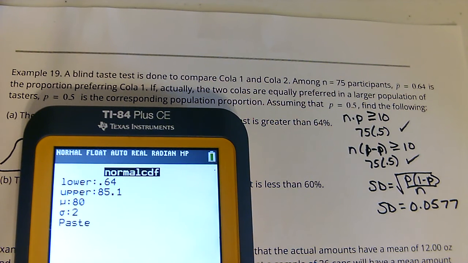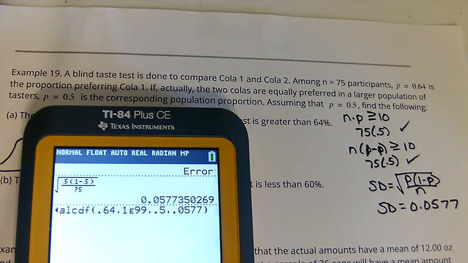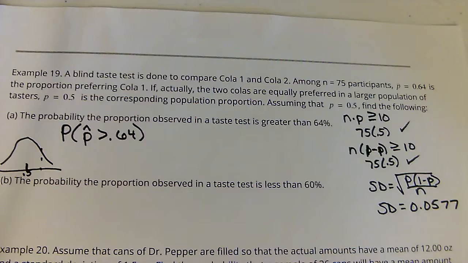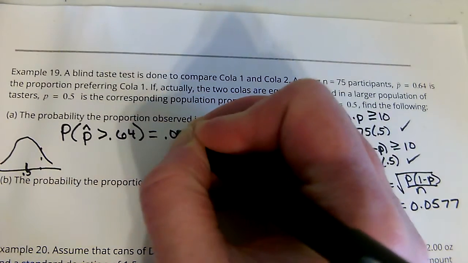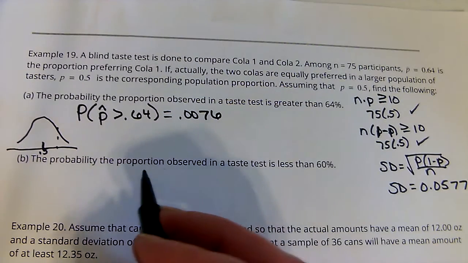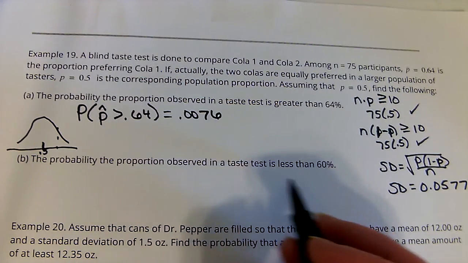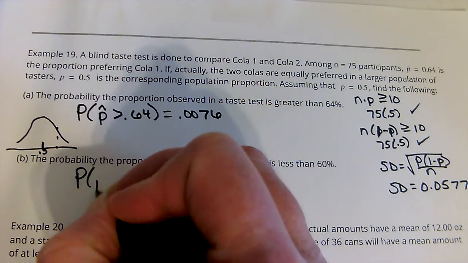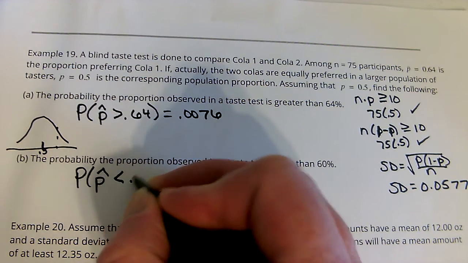0.64 to 1E99, the population mean 0.0577. I get 0.0076. What is the probability that the proportion is less than 0.60?